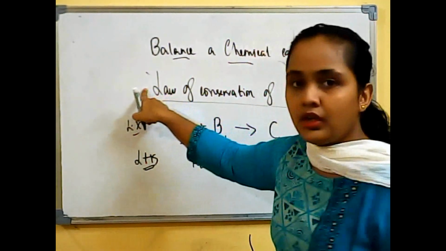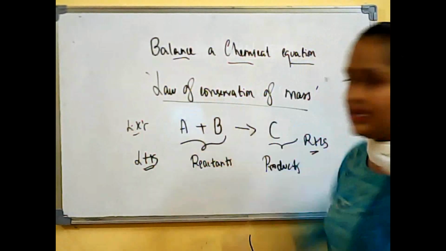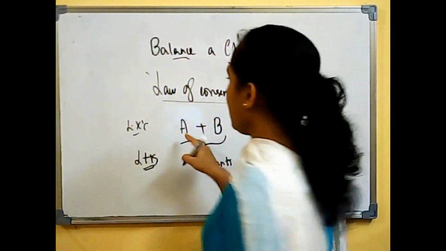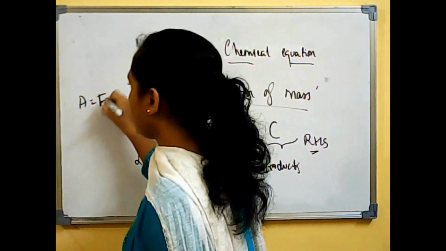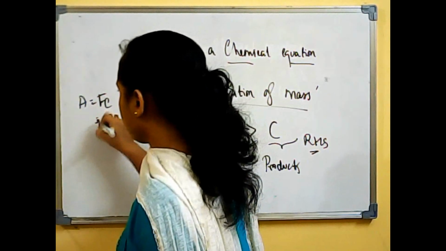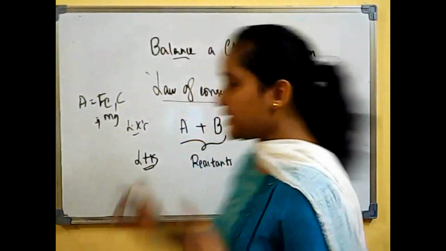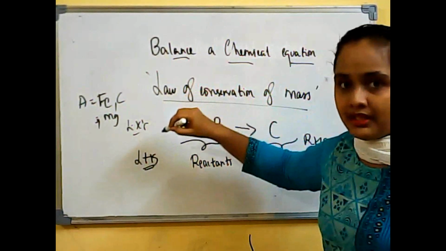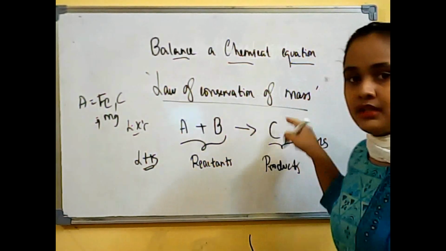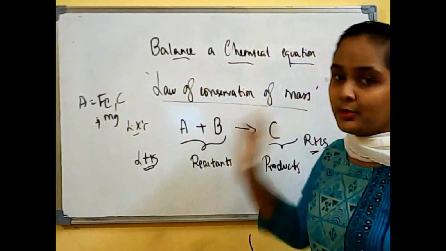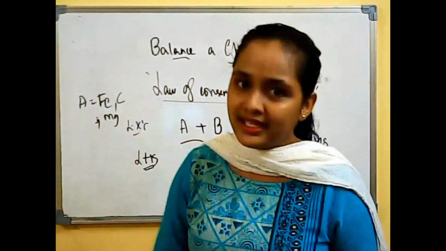Now this particular law says that the mass of each element, if I consider A as one element, A can be anything. It can be iron, it can be magnesium, or it can be carbon, anything. The mass of this particular element will remain the same, even after it has become the product. It will not be increased or decreased.